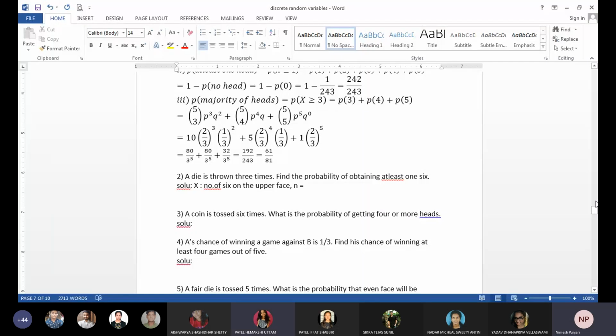What will be my n? Number of times the experiment is repeated. हाँ, तो in this case n कितना होगा? 3. Because the dice is thrown 3 times. So मेरा n का value is 3.